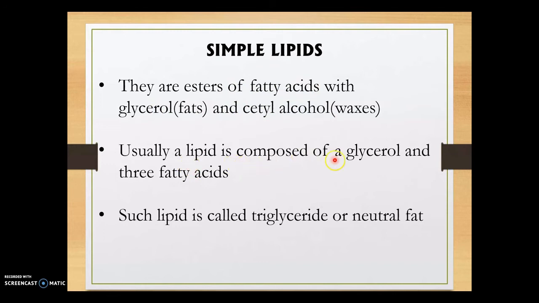Usually lipid is composed of a glycerol molecule and three fatty acids. Hence they are called what? Triglycerides. Tri means what? Three. So what does the three denote? It's composed of three fatty acids and one glycerol molecule. Such a lipid is called what? Triglycerides, or simply called the simplest neutral fat. So triglyceride is the simplest form of lipids. Let's look at the structure.